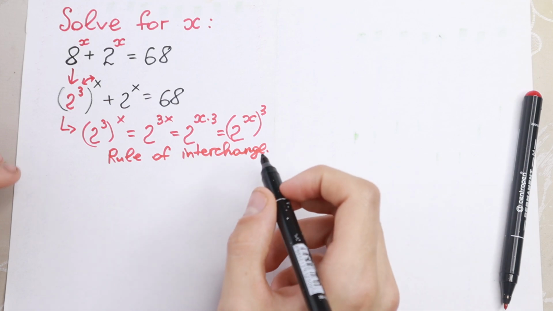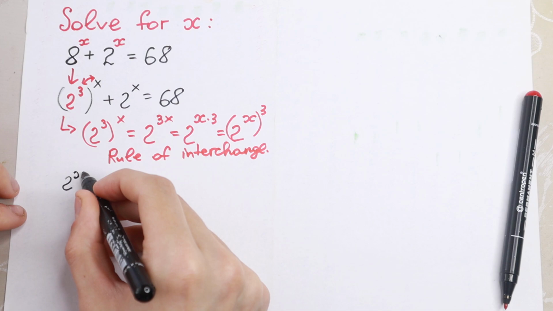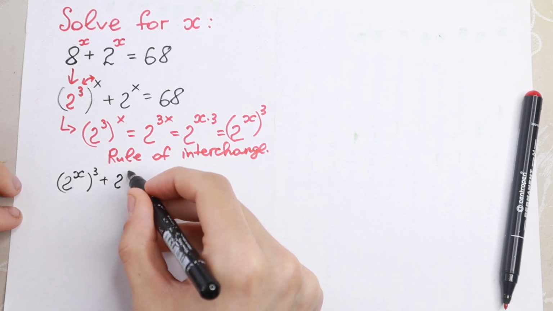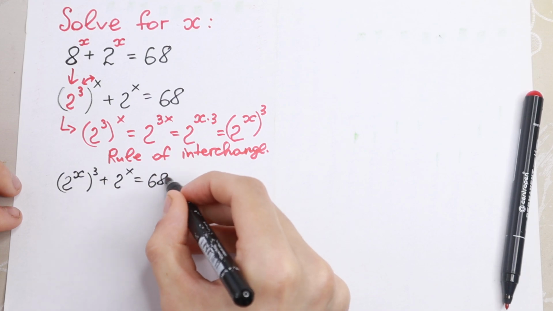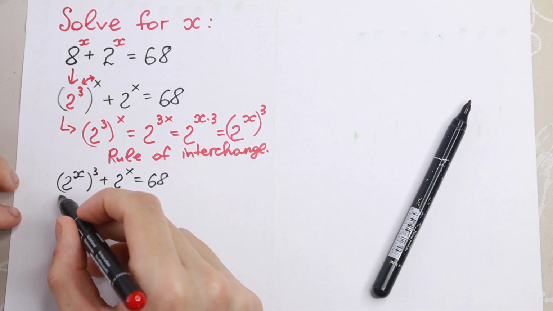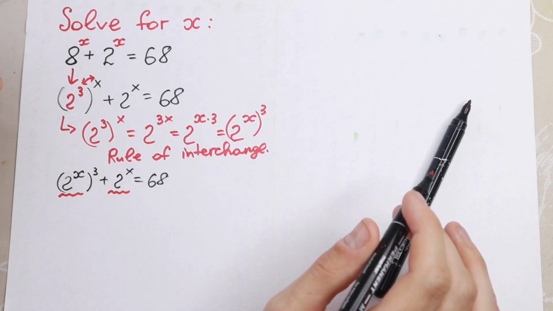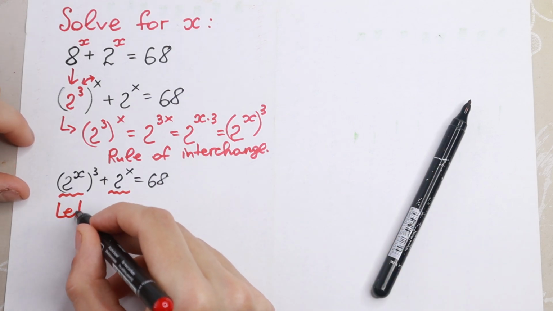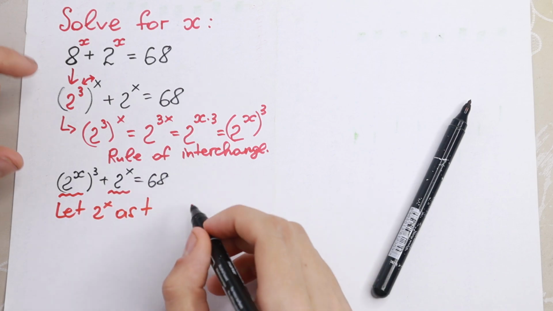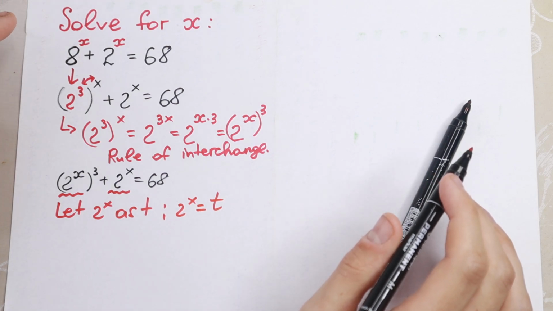So what we're going to do next: we will have 2 to the power x cubed plus 2 to the power x equal to 68. As you can see right now, we have a really good case because we have 2 to the power x and 2 to the power x. This is the same element, so we can use a substitution. Let 2 to the power x equal to, for example, t. So 2 to the power x equal to t. This will be our substitution.